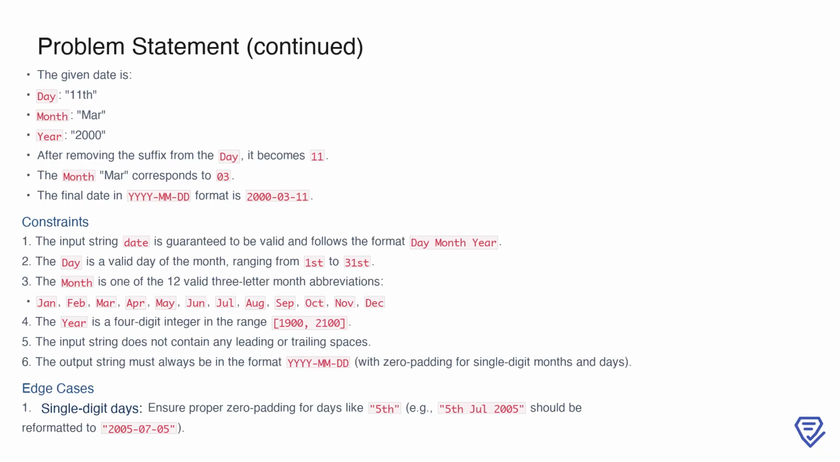There are a few constraints and rules to keep in mind as you solve this problem. First, the input string is guaranteed to be valid and always follows the day-month-year format. The day will always be a valid value between 1st and 31st, while the month will be one of the 12 standard three-letter abbreviations, such as Jan, Feb, or Dec. The year will always be a four-digit integer within the range of 1900 to 2100. Additionally, there are no extra spaces before or after the input string. The output date must strictly follow the YYYY-MM-DD format, ensuring zero padding for single-digit days and months as required.